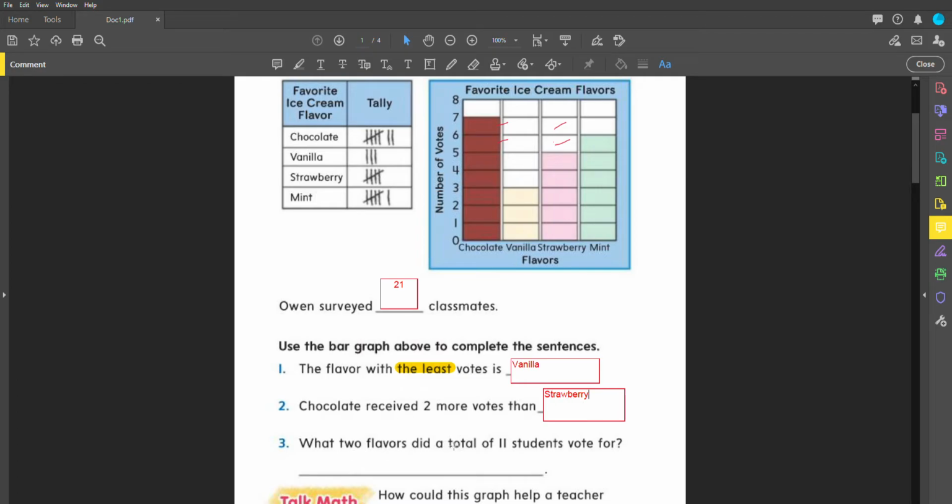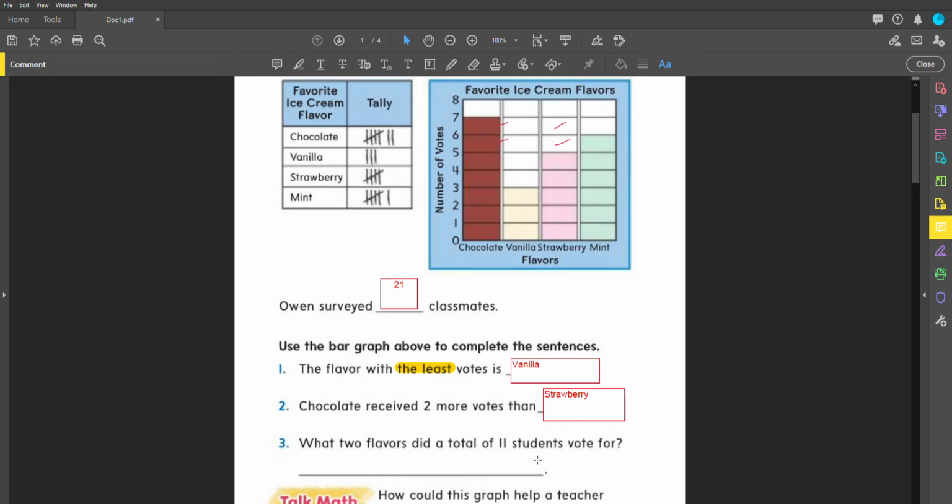What 2 flavors did a total of 11 students vote for? We want to know which 2 flavors make 11 votes. We have 7, 3, 5, and 6. Which 2 flavors give us 11 votes? Is it 7 and 3? No, 7 and 3 makes 10. What about 3 and 5? It makes 8. What about 5 and 6? Does it make 11?